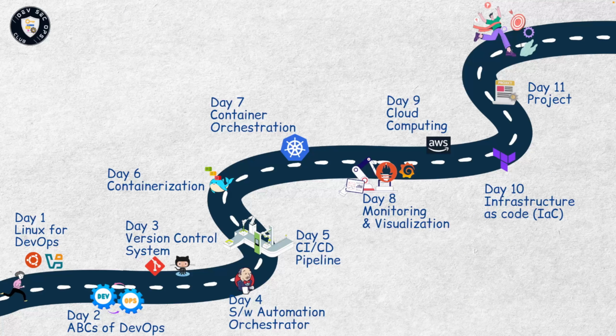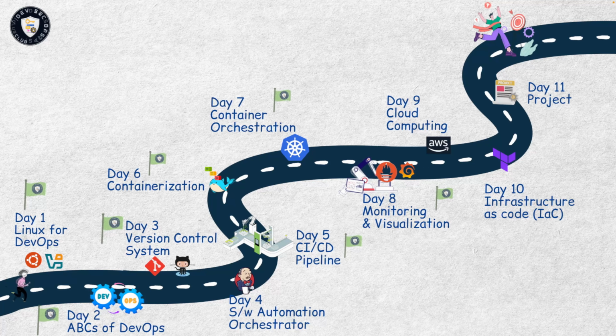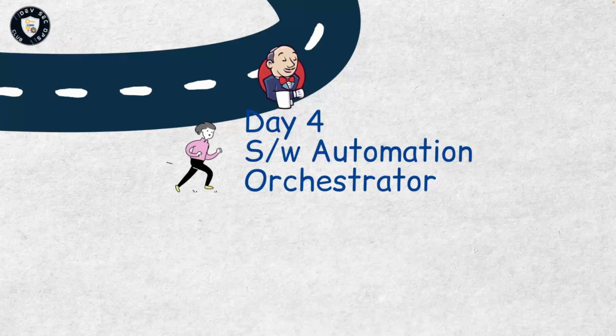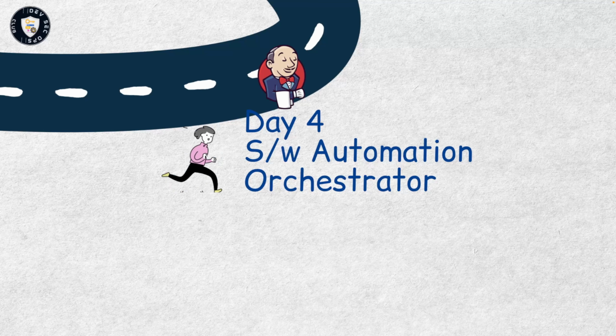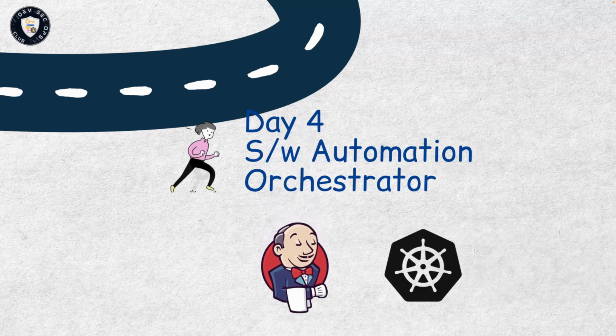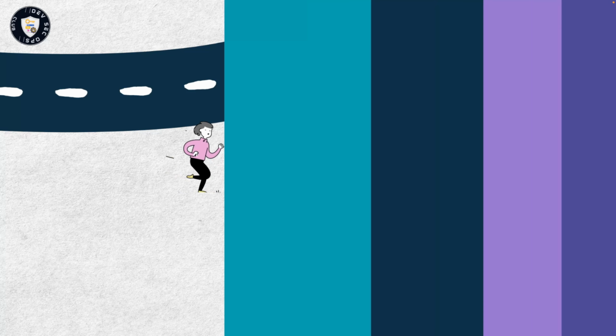This is our roadmap, and according to it, we have successfully completed day 1 to day 8. And as we have already completed day 7, container orchestration Kubernetes, it's time for our day 4 software automation orchestrator Jenkins to spin up or scale up in Kubernetes.